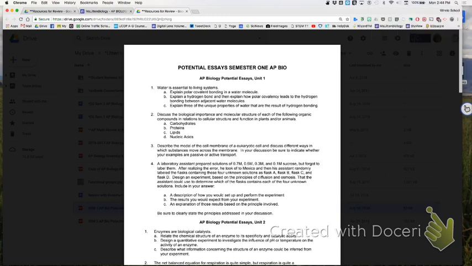Long-term energy and structure. So for structure, you might talk about cellulose and the role that cellulose plays. It's in a plant cell wall, or chitin in the exoskeleton of arthropods or fungal cell walls. Then energy, you could talk to me about glycogen, you could talk to me about starch.